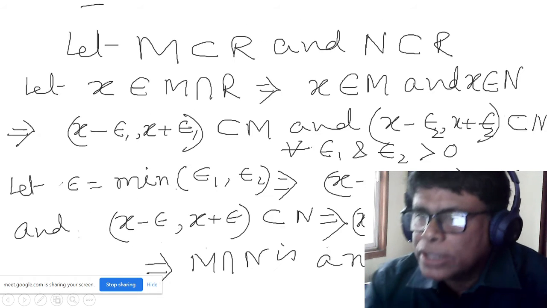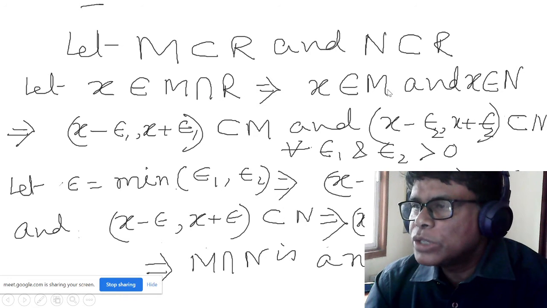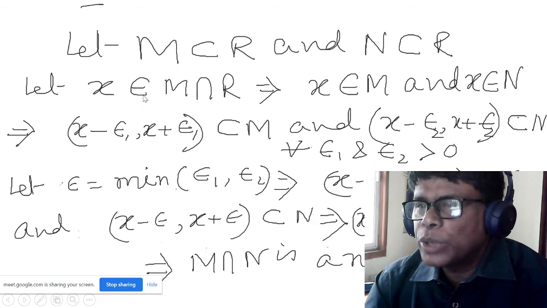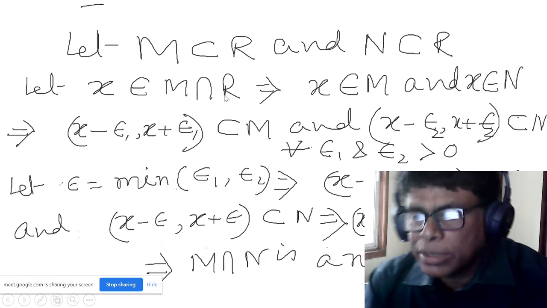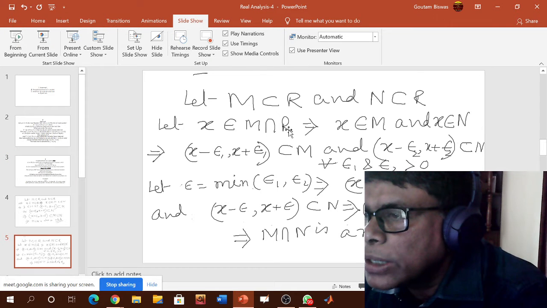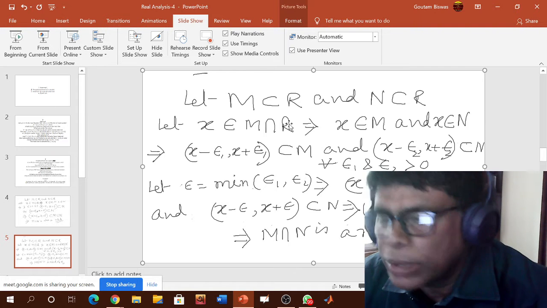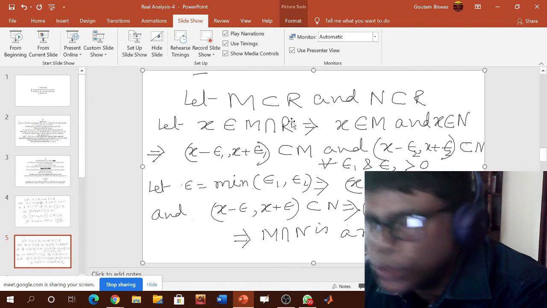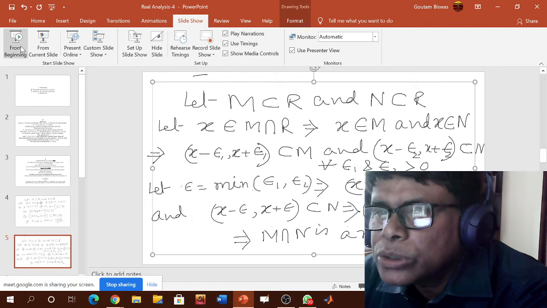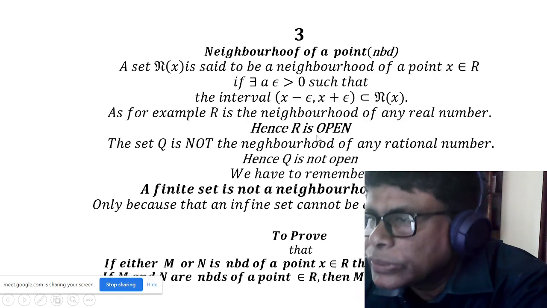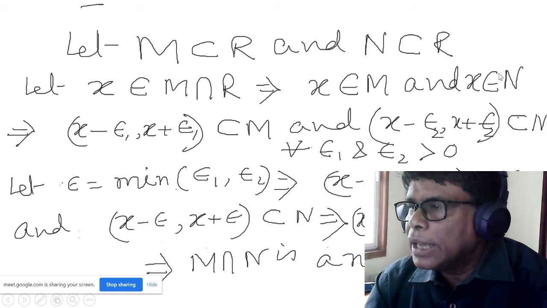Now the second one has the same condition, but here it is intersection. So this means both: x belongs to M as well as x belongs to N also. Oh, here I made a mistake. It must be N. Okay, I will check it and send it to you after correction. This is N. So x belongs to N.